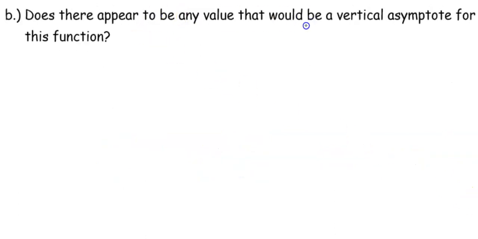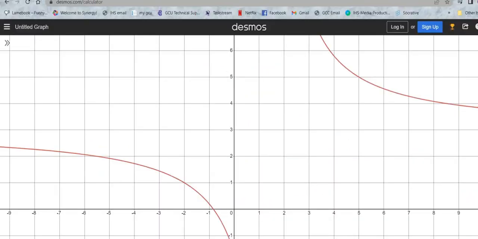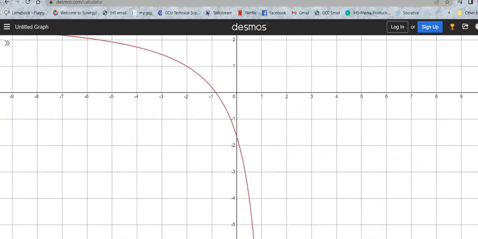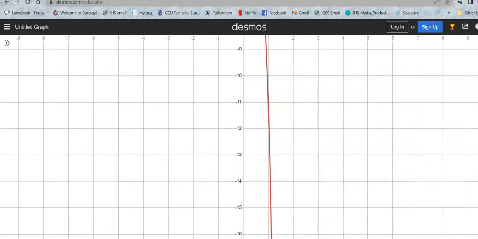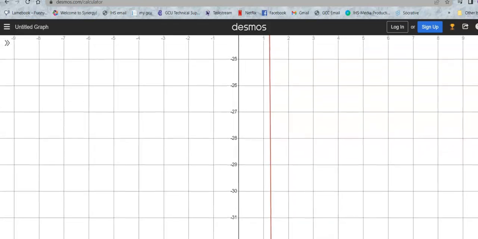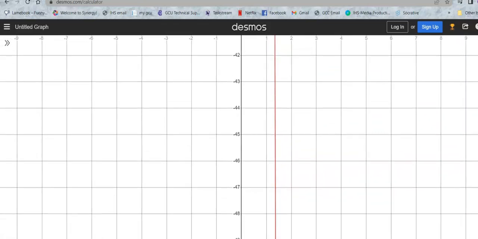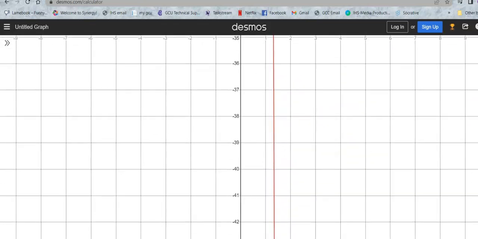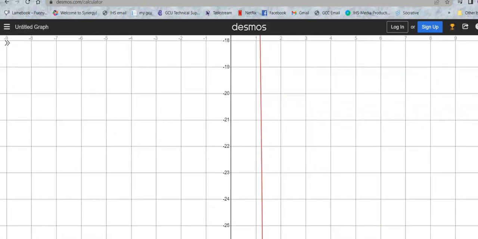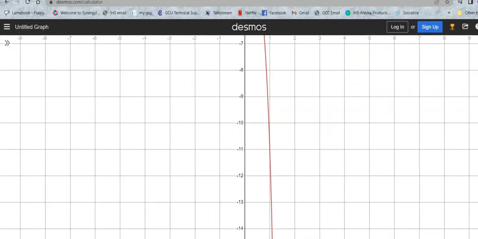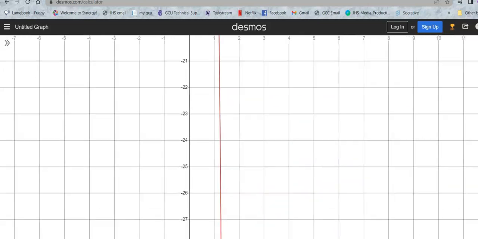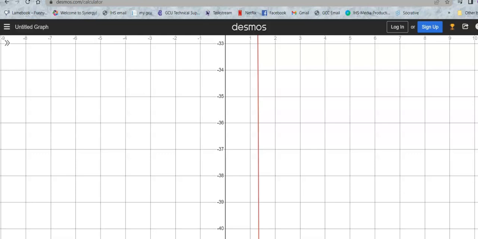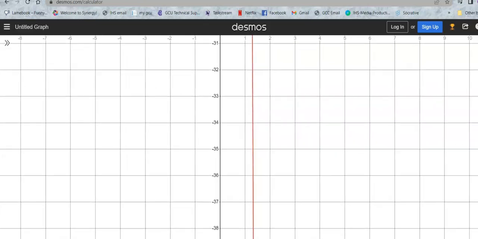Well, does there appear to be any value that would be a vertical asymptote for this function? So if we look back at our graph, is there an x value that I seem to approach but not cross? So if we look and y is getting incredibly, incredibly negative, is there a value that I appear to approach? I was thinking 1 there, but look, it crosses 1. And then it keeps getting bigger. It's going down, and we're getting closer and closer and closer to 2.